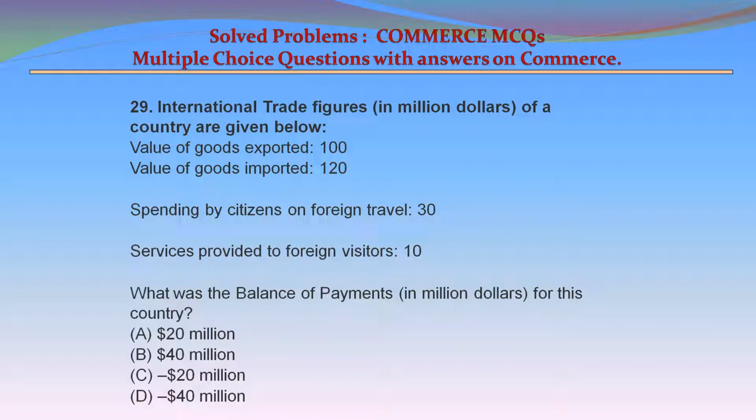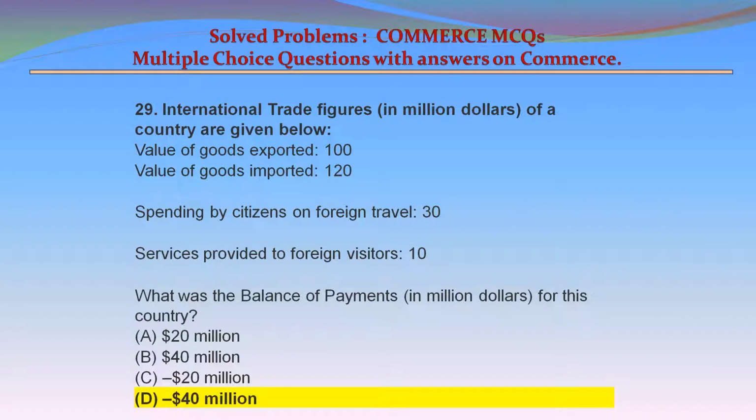29. International trade figures in million dollars of a country are given below. Value of goods exported 100. Value of goods imported 120. Spending by citizens on foreign travel 30. Services provided to foreign visitors 10. What was the balance of payments in million dollars for this country? Option A, $20 million. Option B, $40 million. Option C, $20 million negative. Option D, $40 million negative. Answer D, $40 million negative.